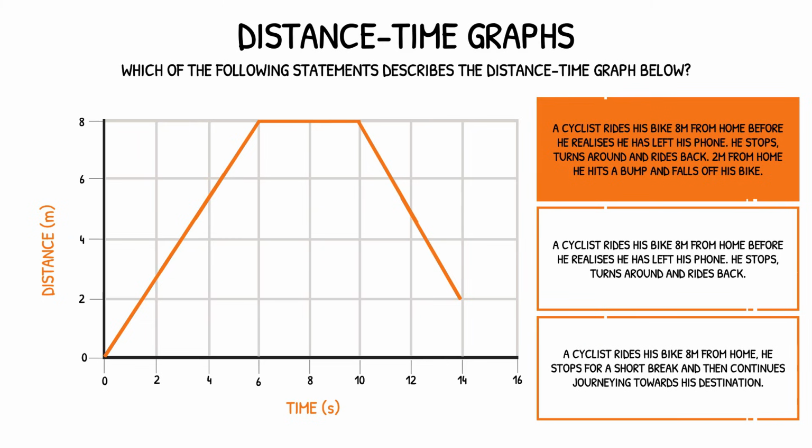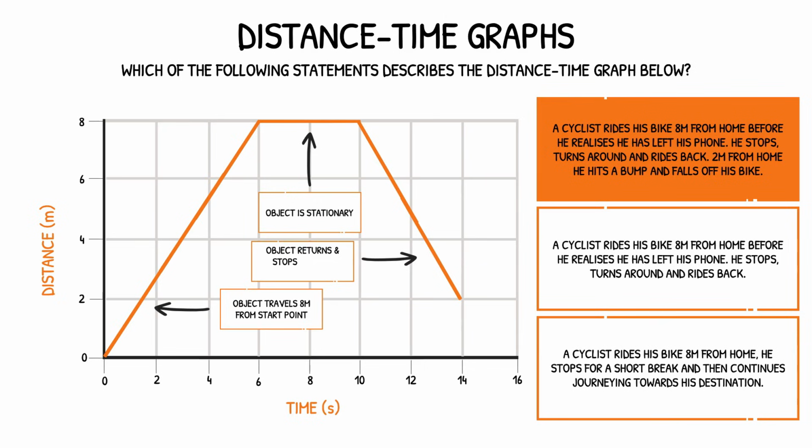The first upward sloping line on this graph shows that the object has travelled 8 meters away from its starting point. This is then followed by a horizontal line, which indicates that the object is stationary. We then see a downward sloping line, which indicates the object is returning to its starting point. However, the line stops at 2 meters and does not meet the x-axis.